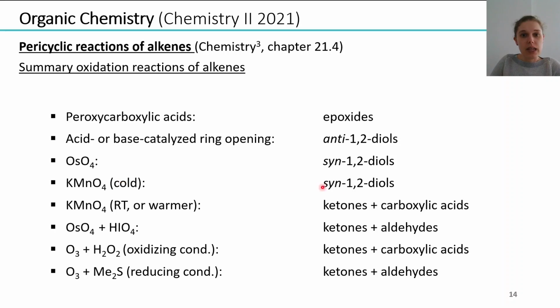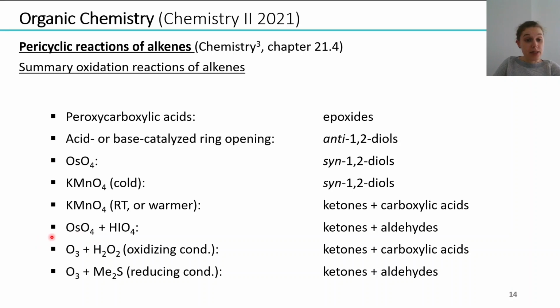Conversely, if the alkene reacts with osmium tetroxide, then we will form selectively syn-1,2-diols. And we also get the same products, so also syn-1,2-diols, if we use not osmium tetroxide, but instead potassium permanganate in a cold reaction medium. Conversely, if we have not a cold reaction medium, but a temperature around room temperature or even warmer, then we will produce ketones and carboxylic acids.